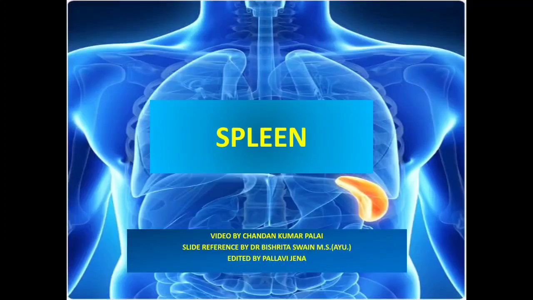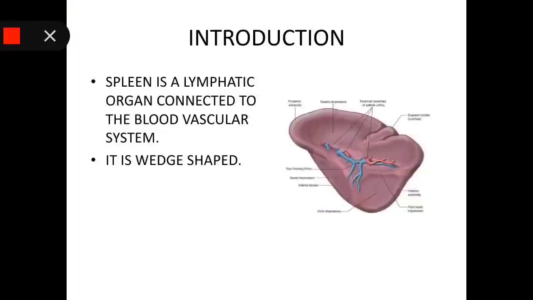Today we will discuss about spleen. Introduction. Spleen is a lymphatic organ connected to the blood vascular system. It is wedge-shaped.